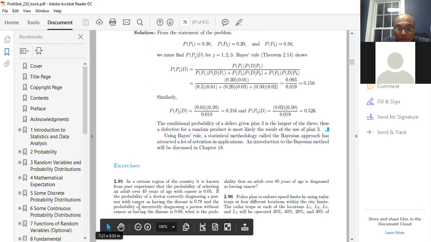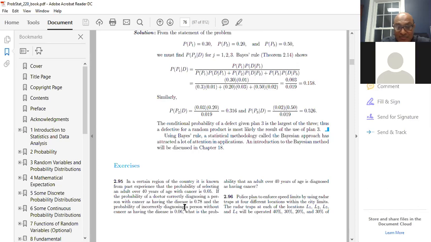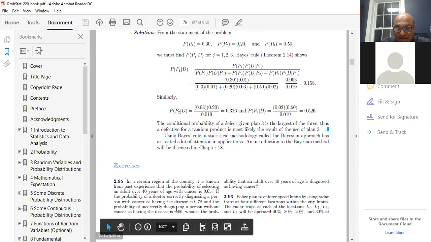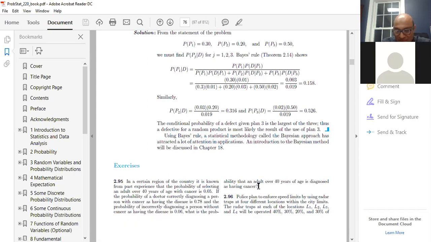So that is 0.78. And the probability of incorrect diagnosis, that means the doctor says no, he is not suffering from cancer, but that person actually is. That is called the incorrect diagnosis. So incorrectly diagnosing a person without cancer as having the disease, that is 0.06. What is the probability that an adult over 40 years of age is diagnosed as having cancer?